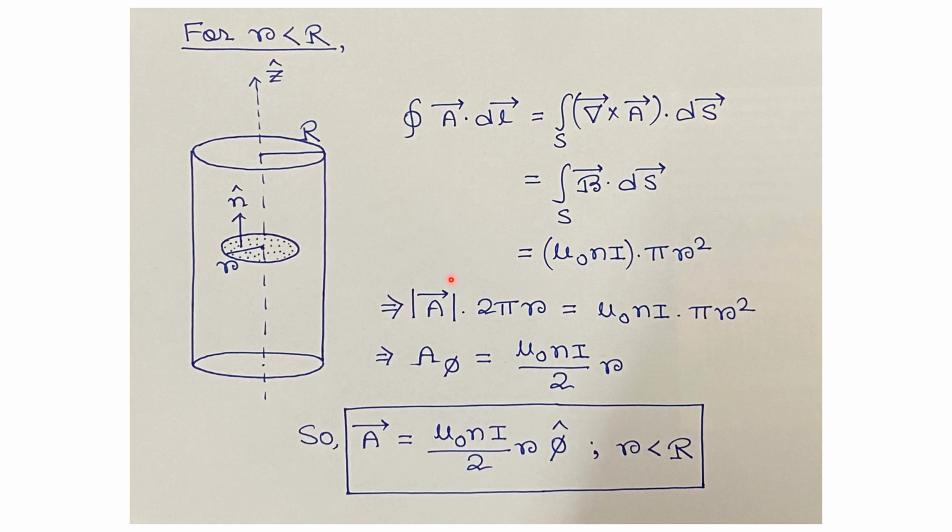So we can calculate this line integral as mod of A vector multiplied by 2 pi r, where 2 pi r is the length of the circular boundary. So our vector potential at position small r will be mu naught N i by 2 multiplied by r, and in the vector form it will be mu naught N i by 2 multiplied by r along the phi cap direction.